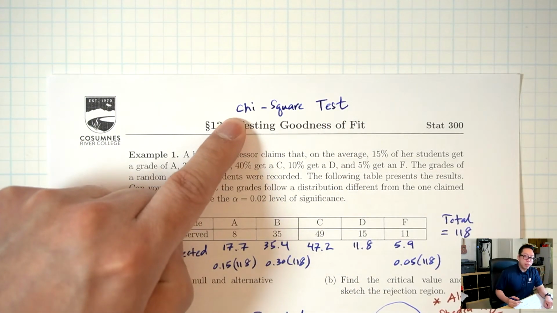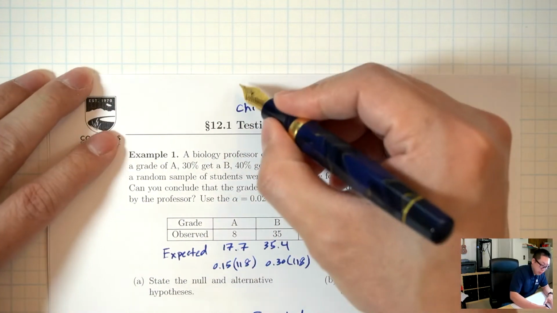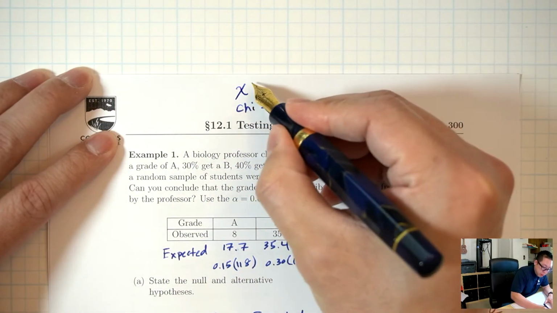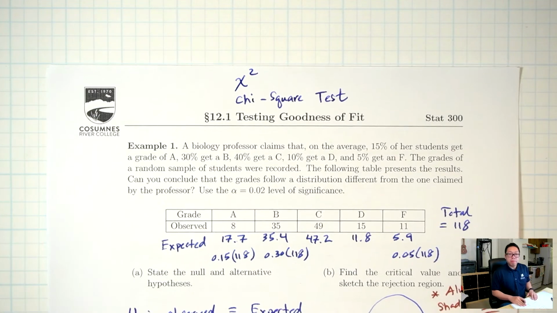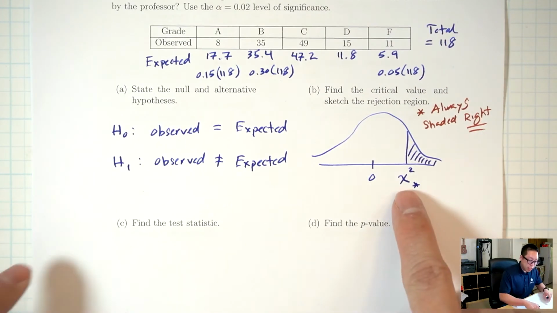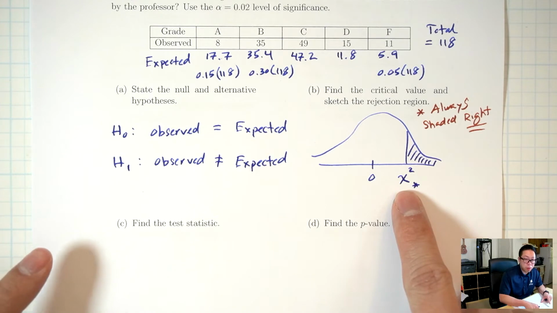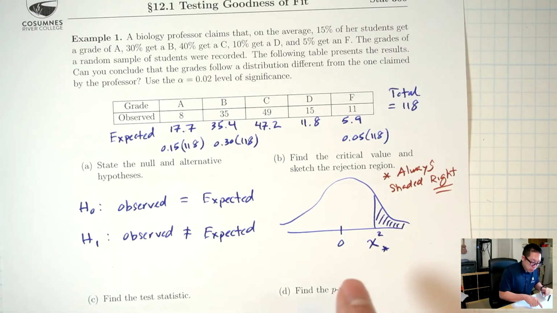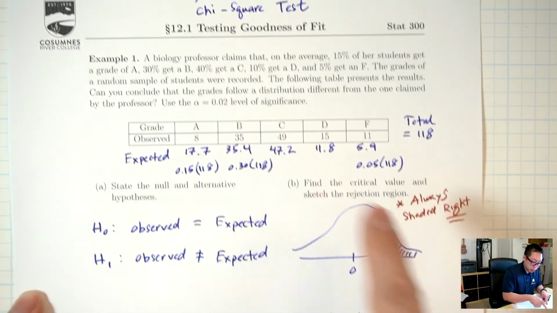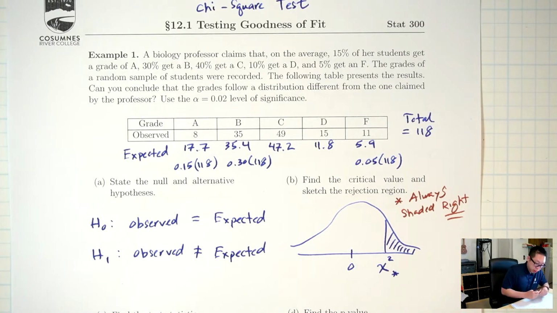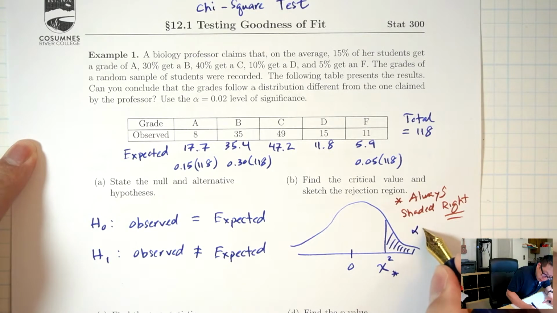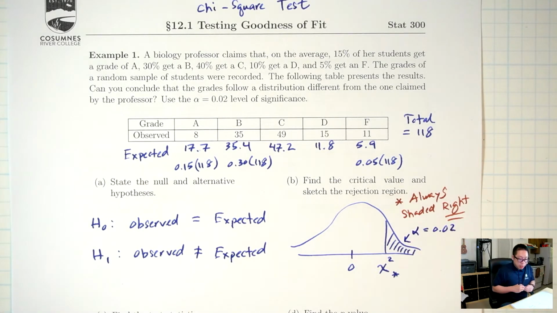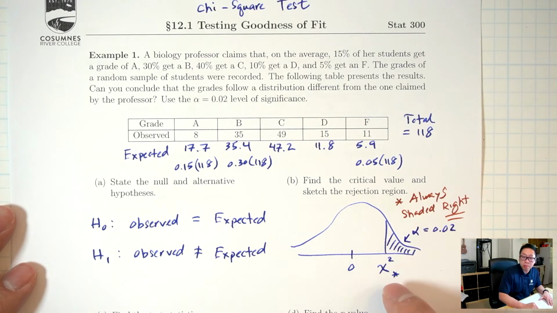The word chi is the Greek letter chi, and then square just means we're going to square it. So we're going to look for a chi-square star, not a T star or a Z star, a chi-square star. And then just as before, the alpha 0.02 is the shaded area here. So our alpha here is 0.02, which refers to the shaded area. And what we're looking for here is really just an area to chi-square problem.